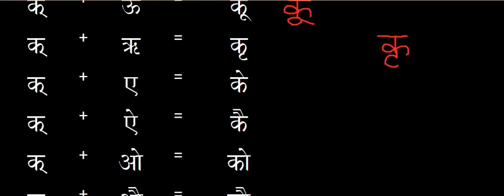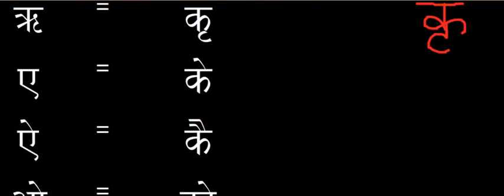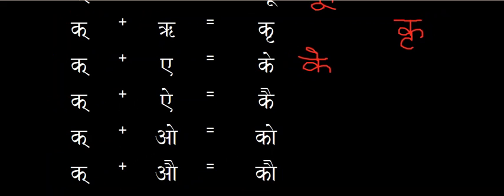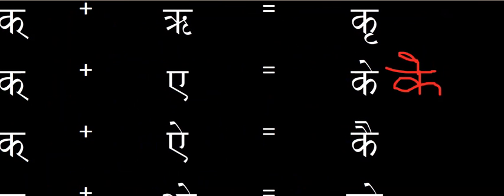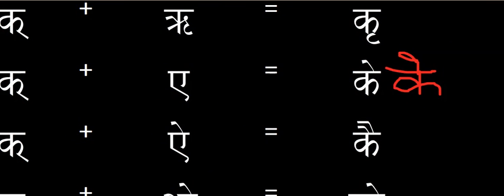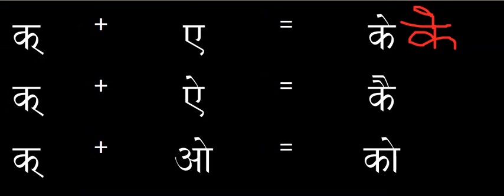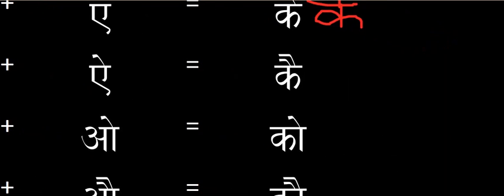Then k plus e gives you ke. Again, the halant is being removed, and you just write the consonant like you would always write it. I notice that ke has a loop on the top. The vowel sign for e is a loop on the top. But remember, the vowel itself does not have a loop on the top. The vowel sign that has a loop on the top is e. But take a look at kai. When we're making kai, the vowel sign is two loops on the top. So that's how you tell the difference between the two.